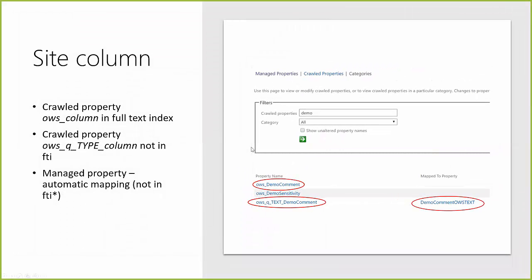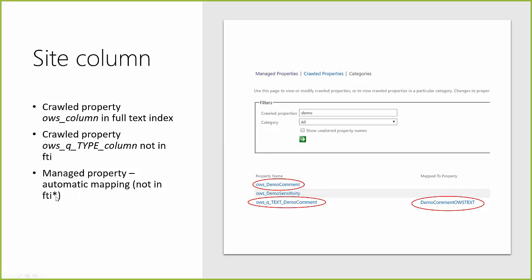When you move over to site column, the story is a little bit different. So yes, you will still get the same crawl property, OWS underscore and internal name, as you did for a regular list column. But in addition, you get two more properties: one automatically created crawl property and one automatically created managed property.